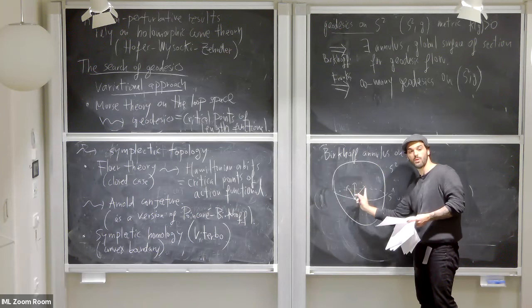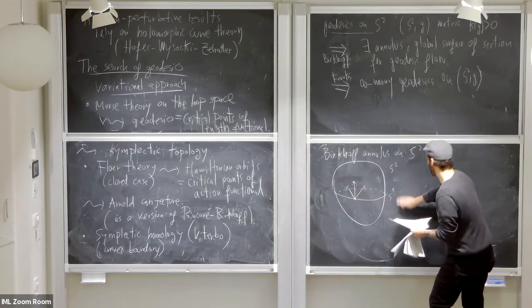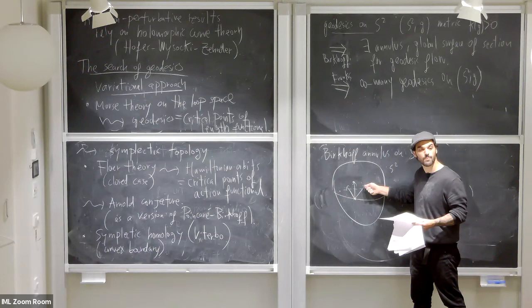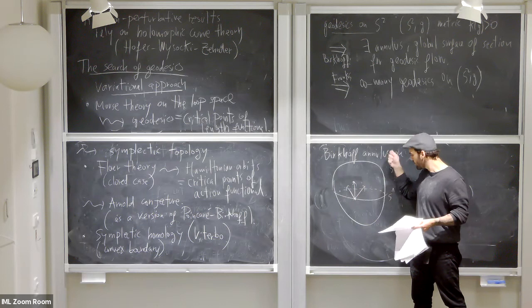So the zero section is precisely when my vector points upwards. And this is an annulus, right? In the case where your metric is round, if you start shooting orbits, because round geodesics are just great circles, they will come back to the same point. So the return map is the identity. But if I change my metric, the shooting map will change, and then you will have a return map. This is the basic idea.